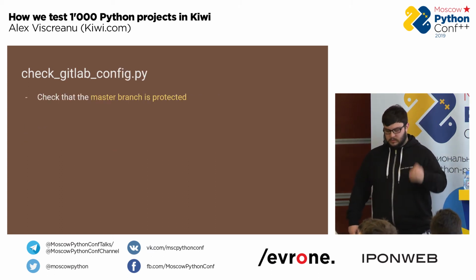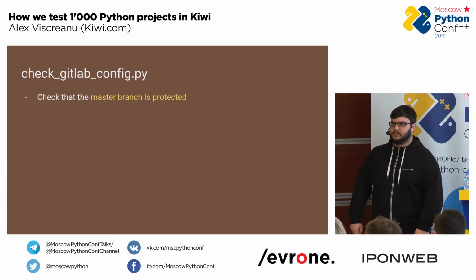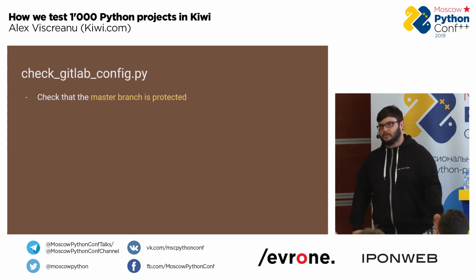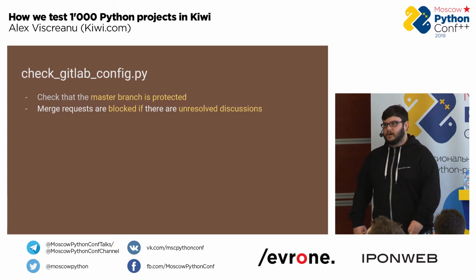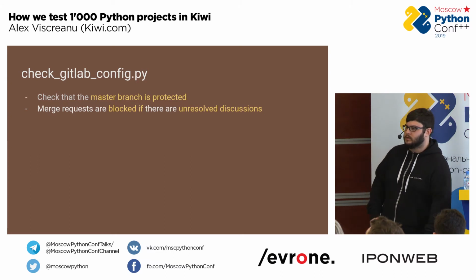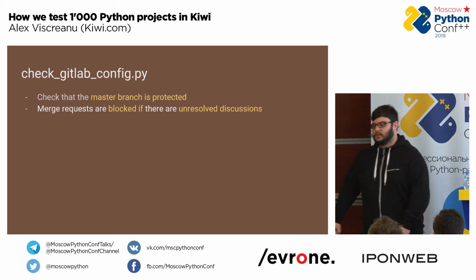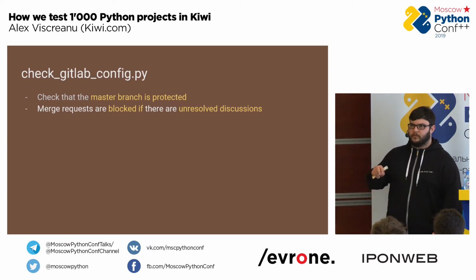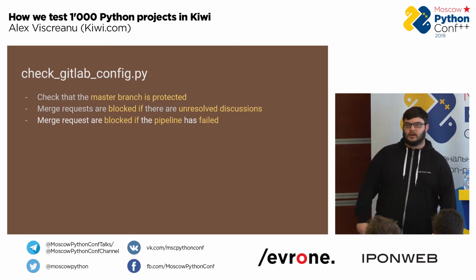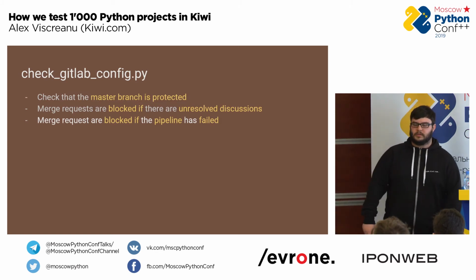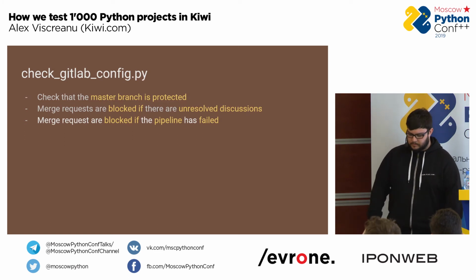GitLab config, which is just some small things like check that the master branch is protected, which is on by default, but some people turn it off for some reason. That the merge requests are blocked if there are unresolved discussions. That prevents people from forgetting that there was some discussion in place and approving and merging the code without actually finishing the discussion. And also block them if the pipeline has failed. This one, I think, is also on by default in GitLab, but it wasn't when we built it.